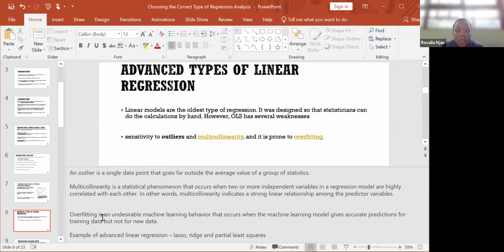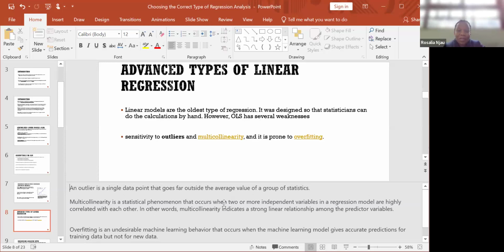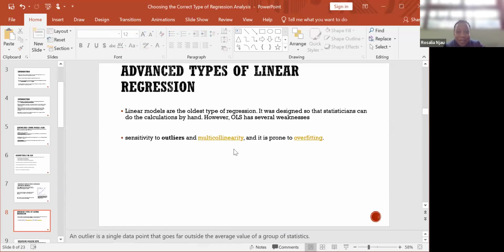Overfitting can also happen, and this is mostly in machine learning, where it occurs when models give accurate predictions for training data, but not for new data. There are reasons why that occurs. Examples of advanced types of linear regression are lasso, ridge, and partial least squares. I'm not really good in those models, but those are just examples of them.